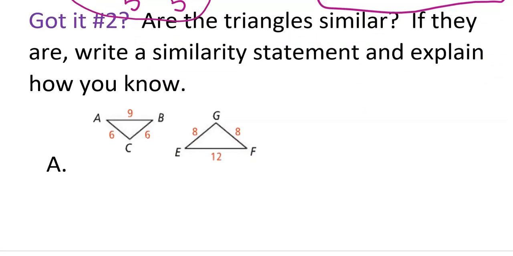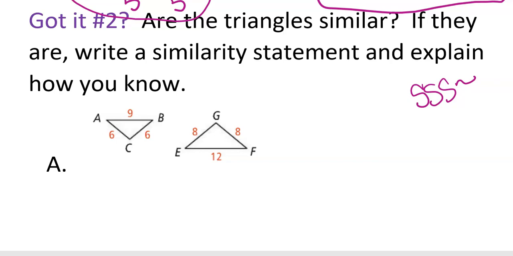Okay, let's look at got it question 2. Are the triangles similar? If they are, write a similarity statement. Explain how you know. So obviously they're looking at sides, right? No angles are given. So we're looking at this one. So kind of have an idea in your head which one you're using first, because then you're going to know what you have to write down. If it's sides, you need 3 sets of fractions that all simplify down to the same thing.